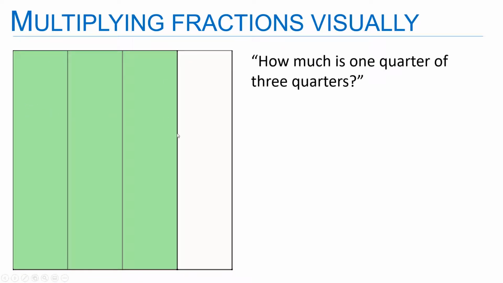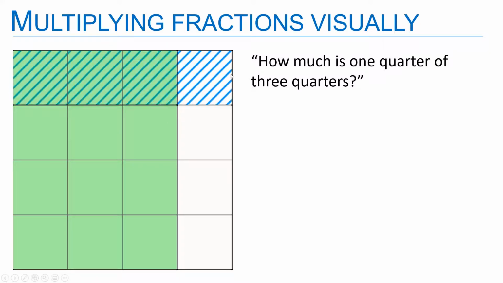Now what if I ask how much is 1/4 of 3/4? So I'm not taking 1/4 of the entire square, not just one of these pieces. I'm looking for 1/4 of the green part. Well, in order to find this, we can divide the square into quarters again, but now using horizontal lines in the other direction. So 1/4 of this square would be this area, this blue shaded or hatched area.